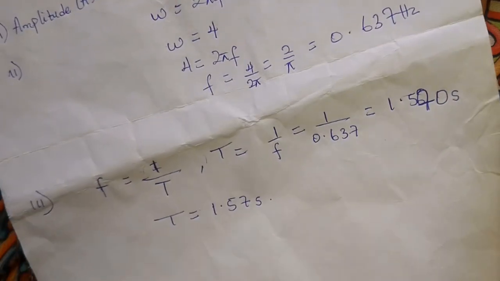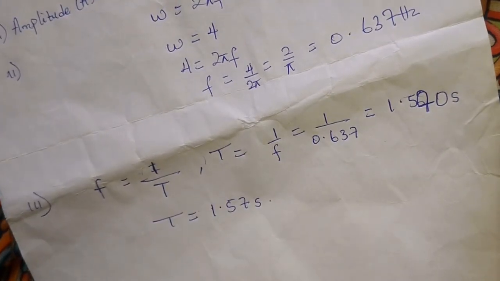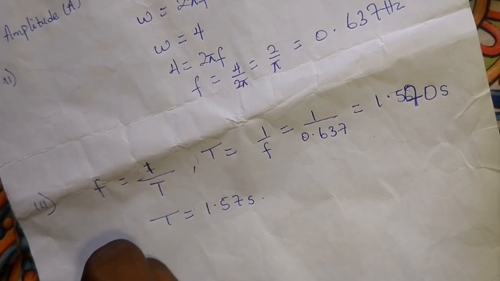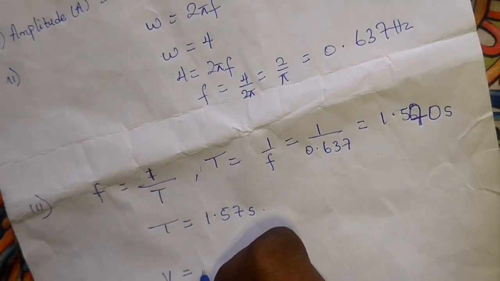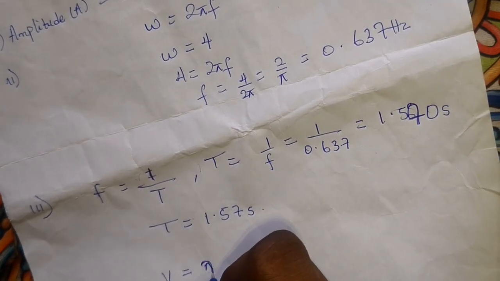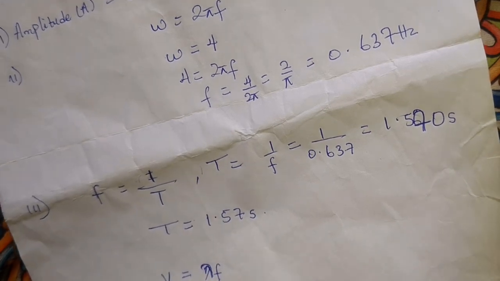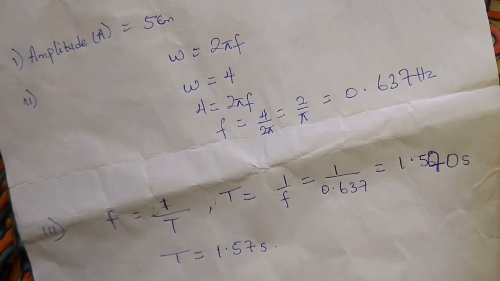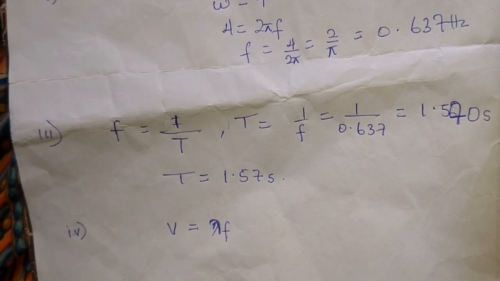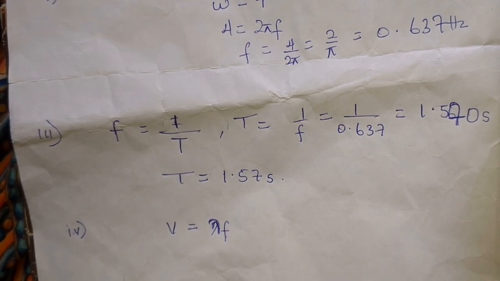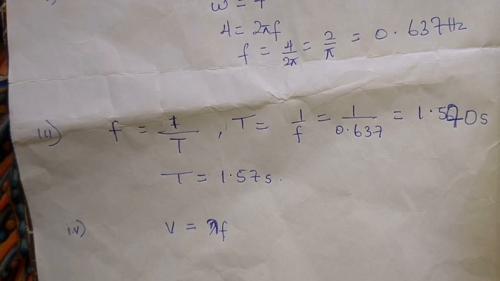The last thing is to find what? The speed of the wave, which is part IV. Speed of the wave v is equal to lambda f, that's wavelength times frequency. Speed of the wave is equal to wavelength times frequency. So now we have to find the wavelength in this question for us to solve IV.